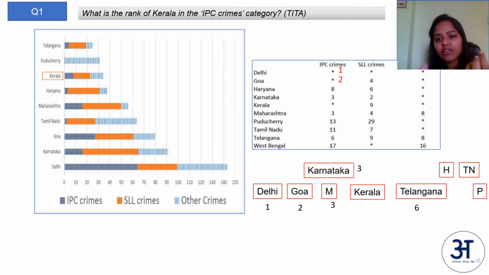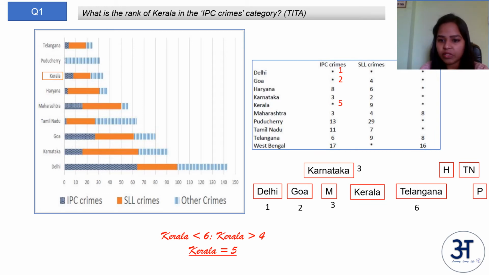Similarly, Telangana is given a rank of 6. When Telangana is given a rank of 6, it means there should be 5 states or UTs which have higher crimes than Telangana. So these are the only 5. So it is very clear that Kerala's rank is 5. There are 4 states or UTs which are greater than Kerala in terms of IPC crimes. So that is R minus 1. So Kerala's rank is 5.